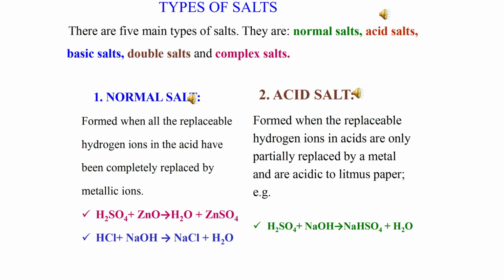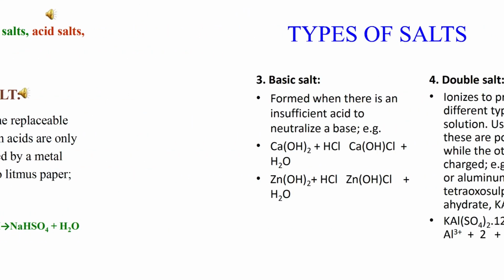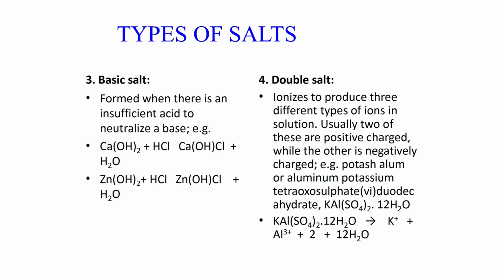Second, an acid salt is formed when the replaceable hydrogen ions in acids are only partially replaced by a metal and are acidic to litmus paper. For example, H2SO4 plus NaOH yields NaHSO4 plus H2O. Let us now look at the third type, basic salt. This is formed when there is insufficient acid to neutralize the base. For example, Ca(OH)2 plus HCl yields Ca(OH)Cl plus H2O, and Zn(OH)2 plus HCl yields Zn(OH)Cl plus H2O.